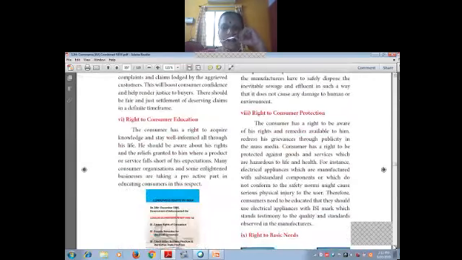Okay. Right to consumer protection. The consumer has a right to be aware of his rights and remedies available to him, and to redress his grievances through publicity in the mass media. The consumer has a right to be protected against goods and services which are hazardous to life and health. For instance, electrical appliances which are manufactured with substandard components or which do not conform to the safety norms might cause serious physical injury to the user. Therefore, consumers need to be educated, and they should buy electrical appliances with the ISI mark, with standard testimony to the quality and standard observed in the manufacture.